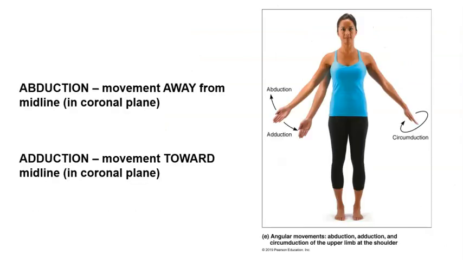Abduction and adduction are motions that occur along the coronal plane and typically involve medial or lateral movements of the limbs, the wrists, the fingers, the toes, or even the thumb. These also tend to be uniaxial movements because they're occurring along one plane. The term abduction refers to a structure that's moving away from the midline, because the term abduct means to take away, while adduction moves them back towards the midline. So think of adduction as adding the limbs back towards the midline.